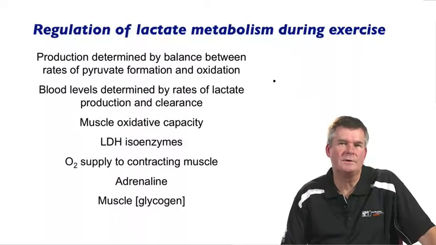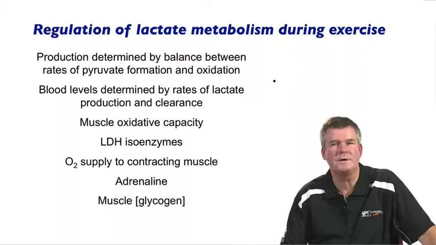In terms of the regulation of lactate metabolism during exercise, the production of lactate is really determined by the balance between the rate of pyruvate production and the rate of oxidation. The levels of lactate that you see in the blood are in turn determined by how much lactate is being produced by the contracting muscle and how much is being removed from the circulation, either by the liver in the process of gluconeogenesis or by the muscles, because it's known that contracting muscles can oxidize lactate.